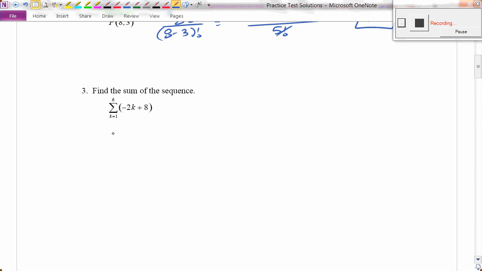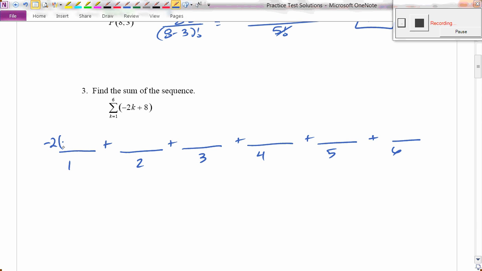Okay, find the sum, right? So you've got the first term, second term, third term, fourth term, fifth term, and sixth term. And the summation notation means we need to add them up. So this is when k is 1, k is 2, k is 3, k is 4, k is 5, and k is 6. So that's negative 2 times 1 plus 8, negative 2 times 2 plus 8, negative 2 times 3 plus 8, and all the way down the line here. So negative 2 times 4 plus 8, negative 2 times 5 plus 8, negative 2 times 6 plus 8.